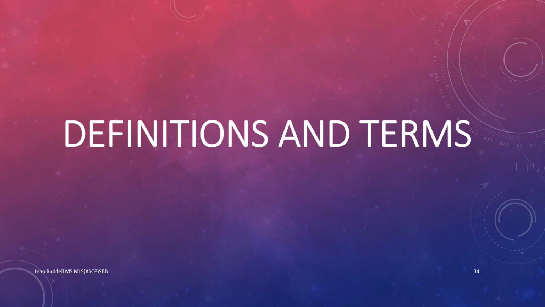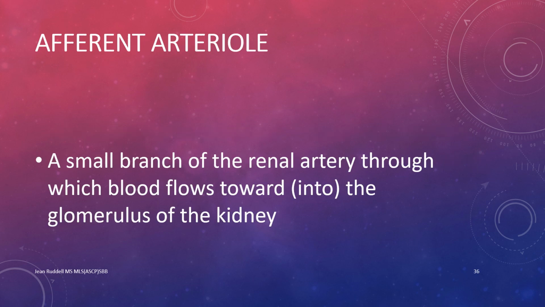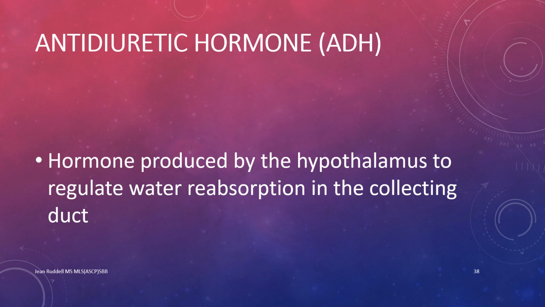Definitions and terms. Active transport. Movement of a substance across cell membranes into the bloodstream by electrochemical energy. Afferent arteriole. A small branch of the renal artery through which blood flows towards or into the glomerulus of the kidney. Aldosterone, a hormone that regulates reabsorption of sodium in the distal convoluted tubule. Antidiuretic hormone, or ADH, a hormone produced by the hypothalamus to regulate water reabsorption in the collecting duct.